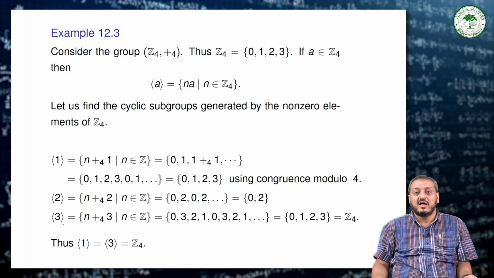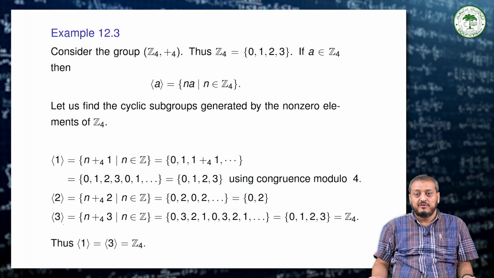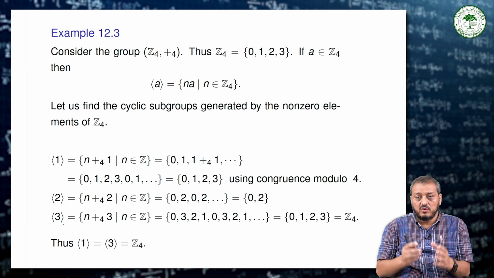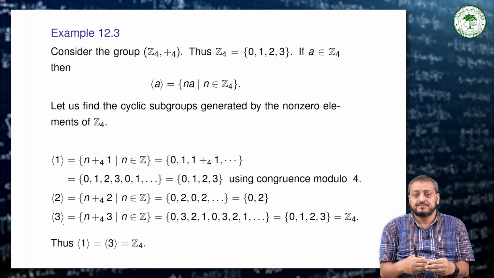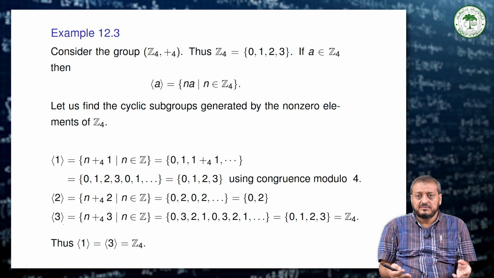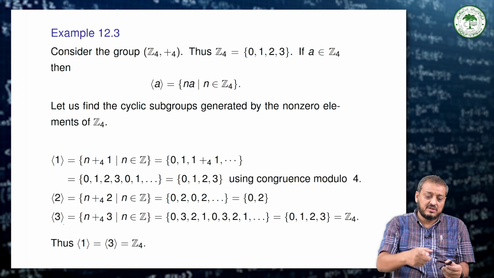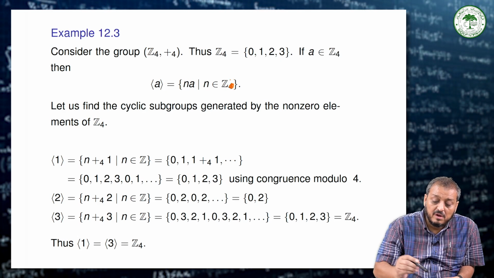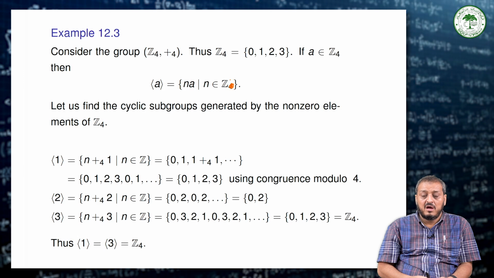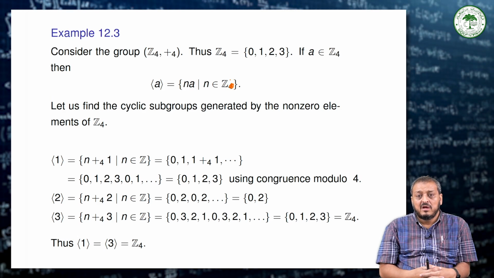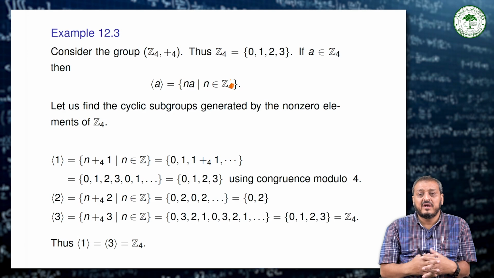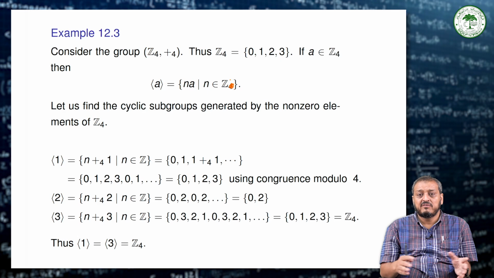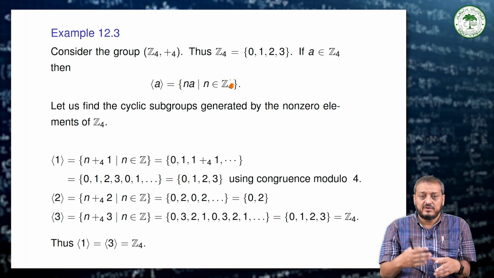Dear students, in the last class we proved some results on cyclic groups and solved some problems. We ended our last lecture with this example: Z4 under addition modulo 4. This is a cyclic group, and we found the generators of it, showing that 1 and 3 are the generators of this example.